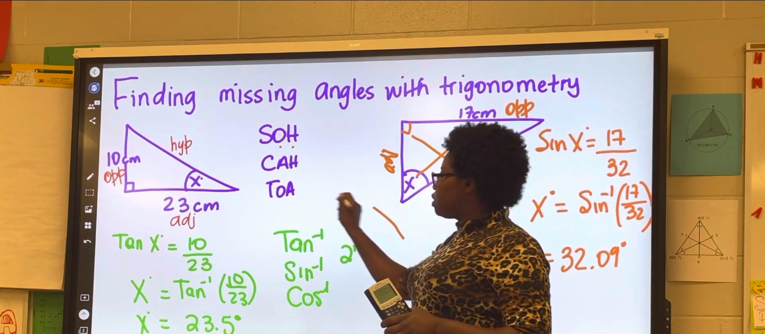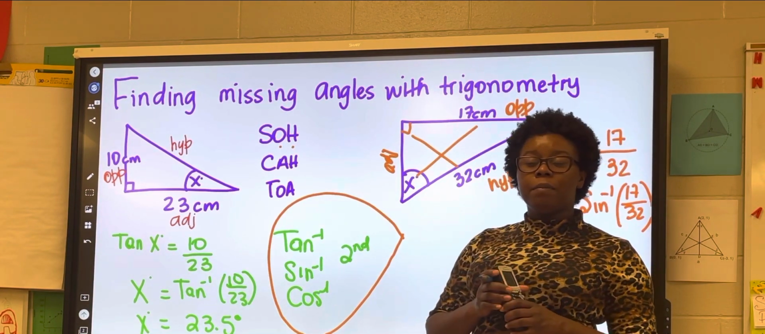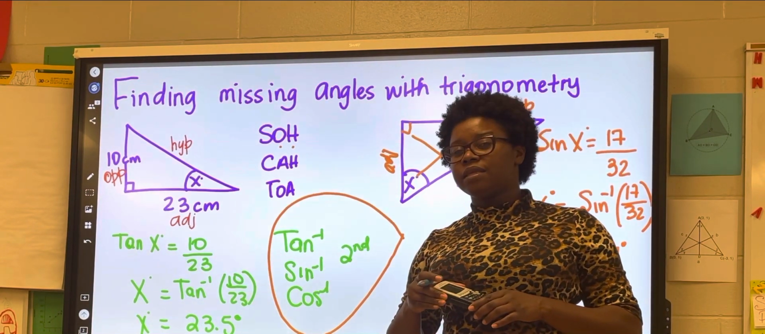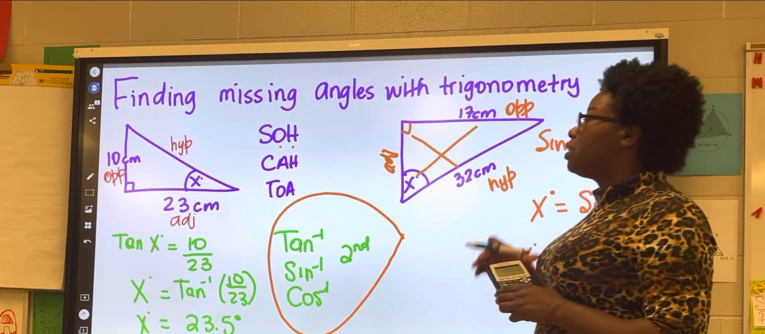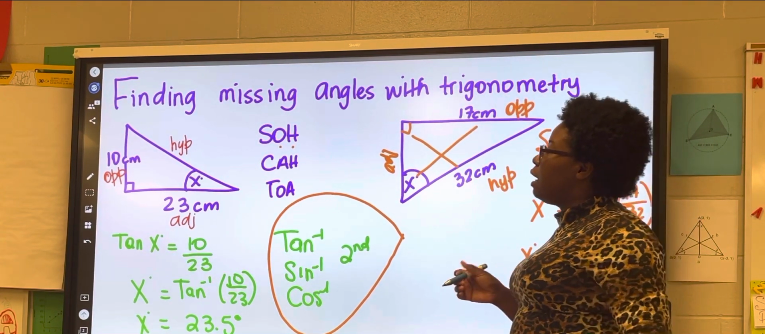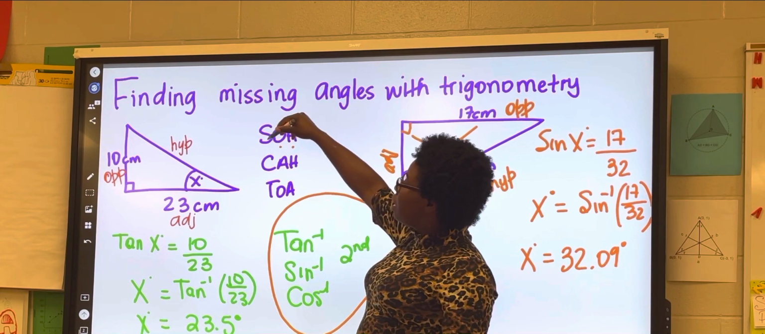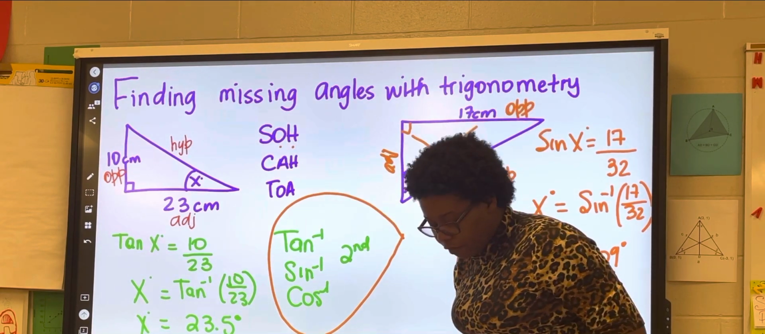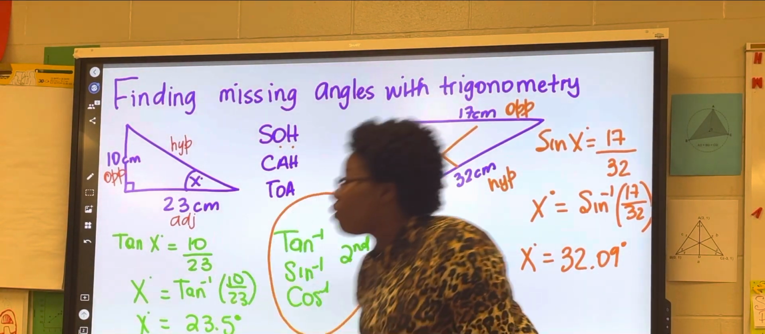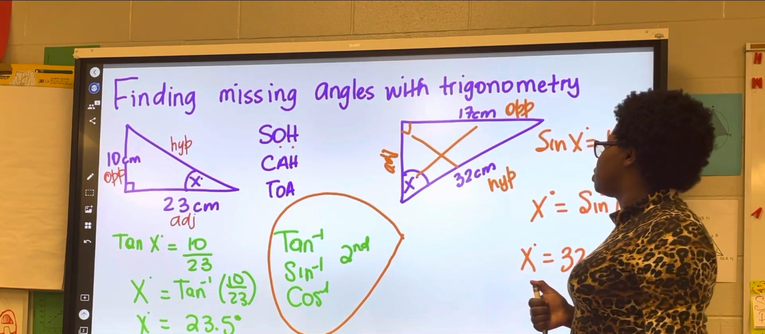So this one is pretty much simple once you understand how to label the sides and how to determine the ratios to use. If you can remember the mnemonic SOHCAHTOA, it is very helpful in remembering the ratios.